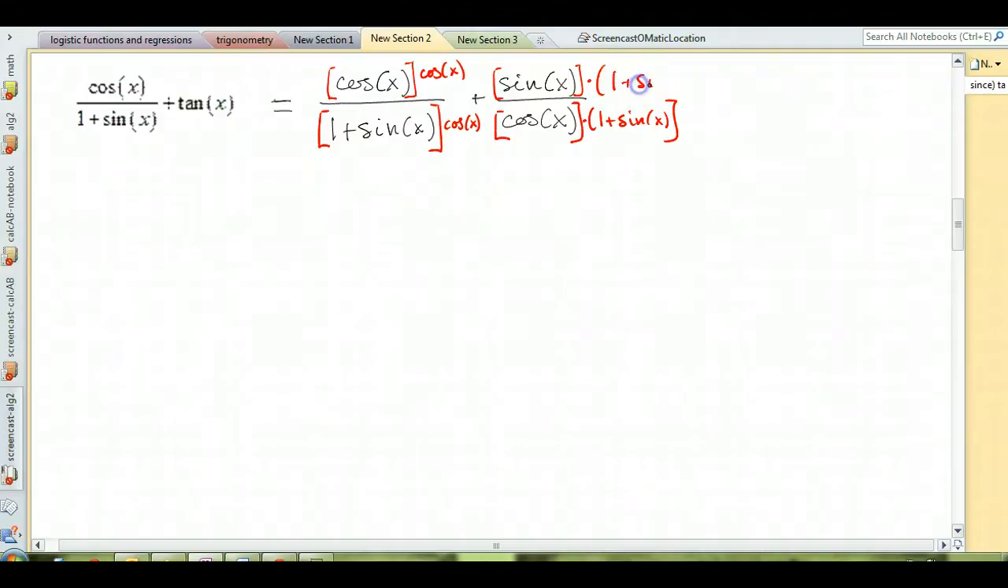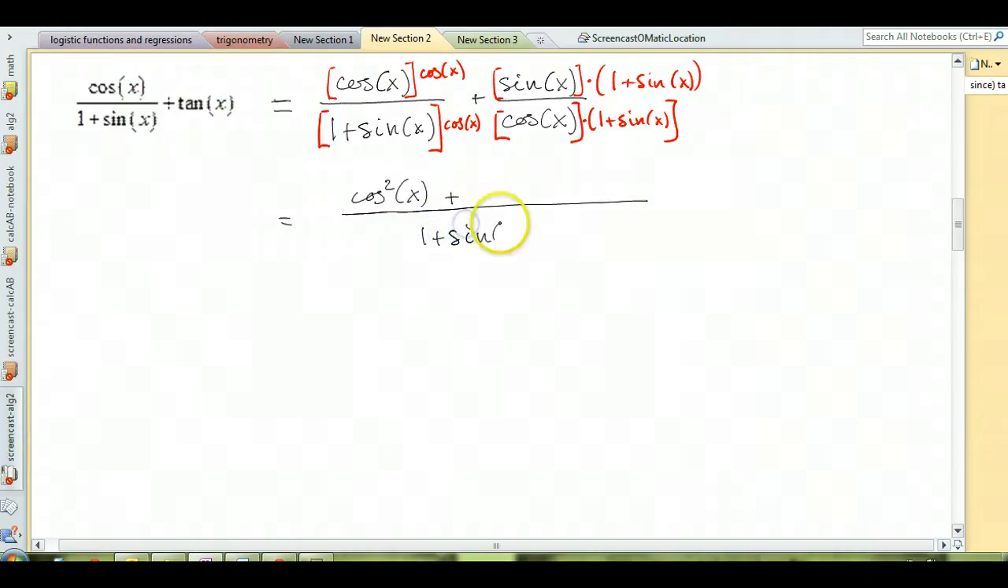1 plus sine x. Okay, let's see. What do we have now? So we have cos times cos, that's cos square x, plus, and I'm going to write everything under one denominator, right? So at the denominator we'll have sine x times cos x. Okay, let's distribute that, plus sine x, and here plus sine square x, right?